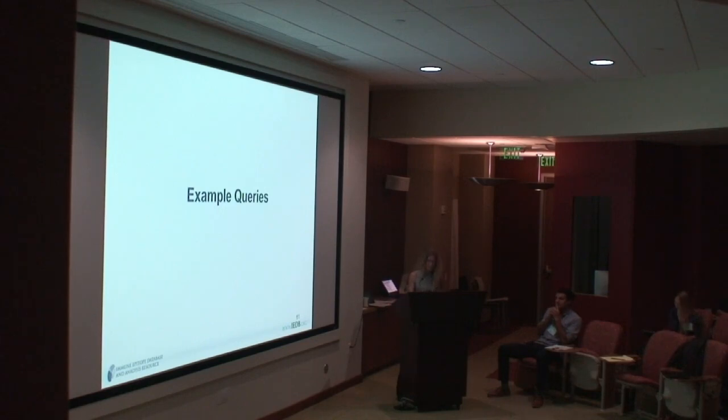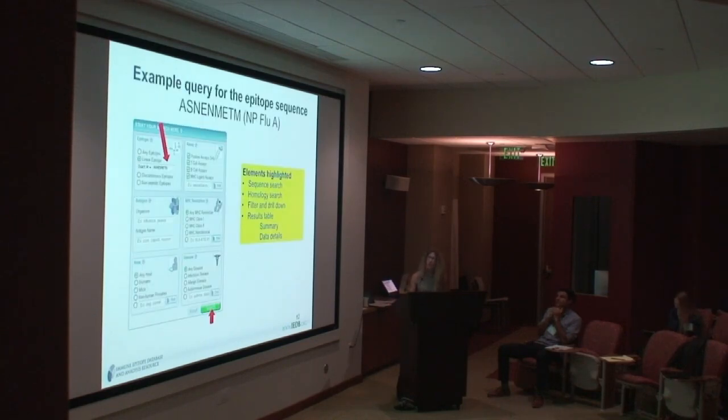All right, so now we're going to go into some example queries, and we're going to do this live. I'm going to show you the first query that we're going to run. I'm just going to do a linear search using a peptide derived from the nucleoprotein of flu A. The elements that are going to be highlighted are doing a sequence search, running a homology search from that initial sequence input, and the filter feature, drilling down into the specific data. We use the term drill down again, that's jargon, but getting you familiar with the results tables as a summary, but also getting down to the details.